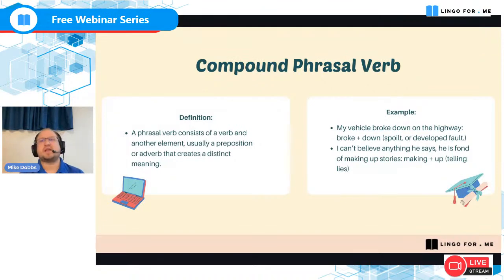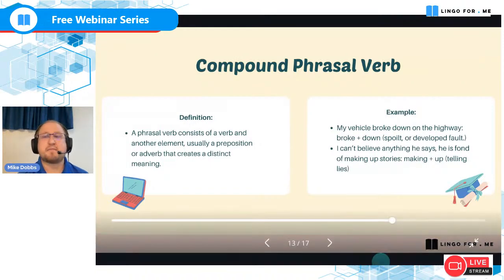So it means telling lies. It can often be bad if you're telling lies and making up a story, but maybe if you're younger in school, you might do a writing exercise or practice and make up a fictional or fake story just to practice writing and come up with different stories. So making up here: I can't believe anything he says because he's fond of making up stories. So that is a compound phrasal verb.